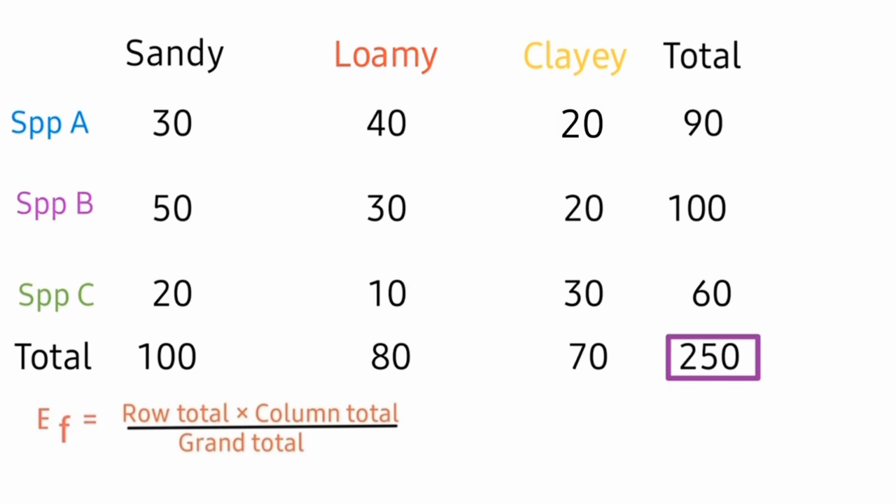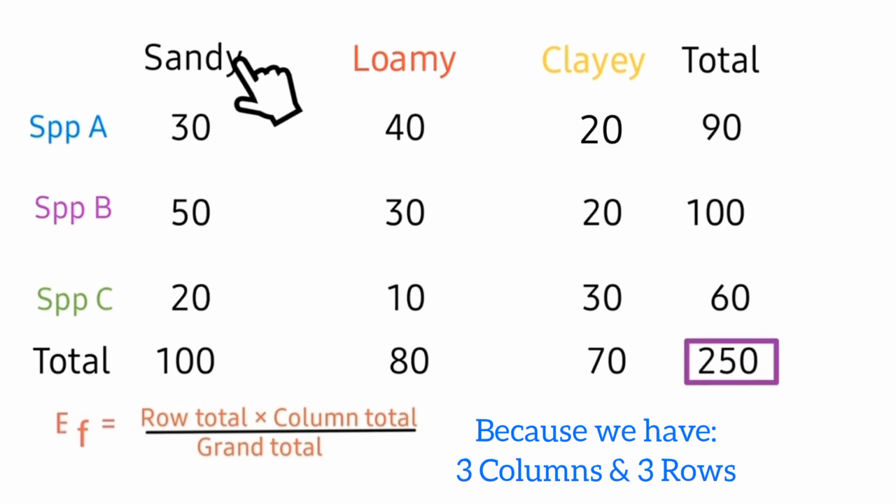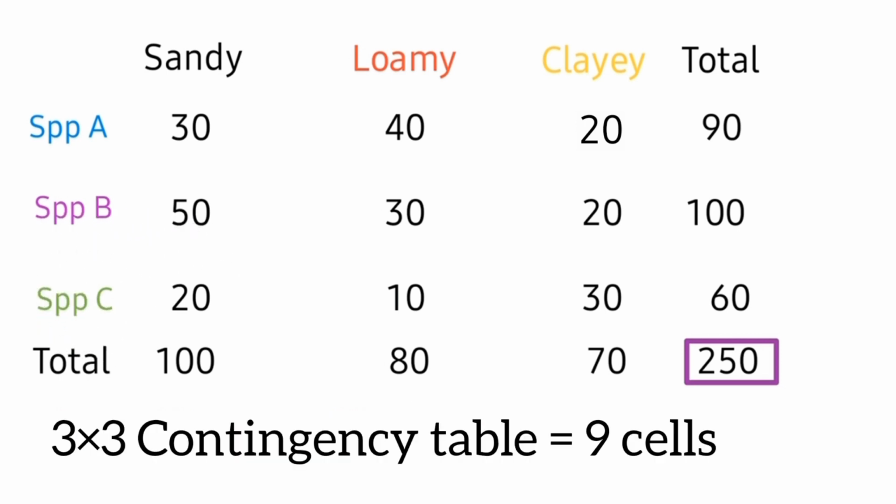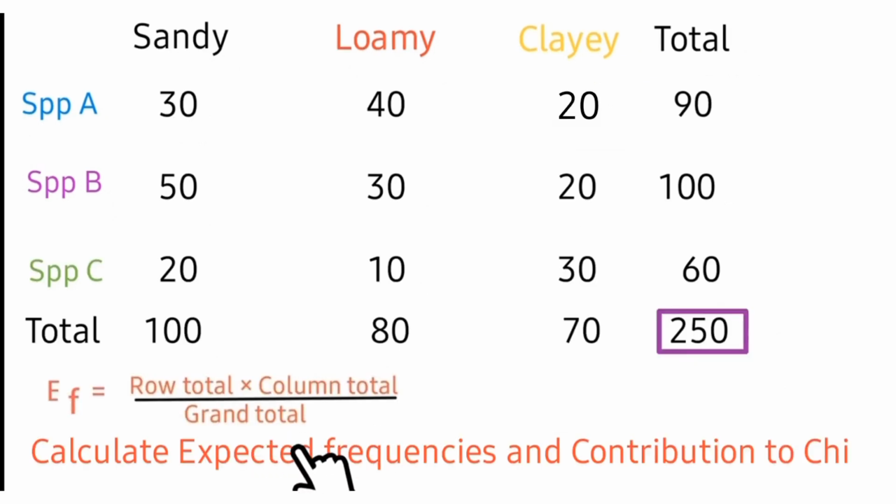Gives us this value. Because we have three columns, that is sandy, loamy, and clay soil, and also three rows for species A, B, and C, we are dealing with a 3x3 contingency table, which results in 9 cells. Having said that, we're expected to calculate expected frequencies and contribution to chi for 9 cells.